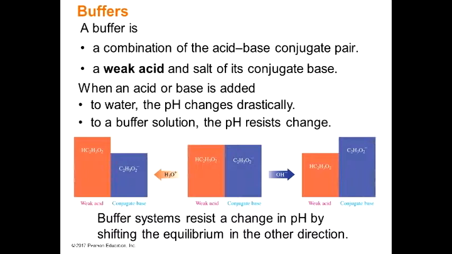A buffer system resists a change in pH by shifting equilibrium in the other direction. It says, wait a minute, you can't go that way. You can only go this way to keep it balanced. Or keep the system balanced. I keep saying you, but it's really to keep whatever the system balanced.